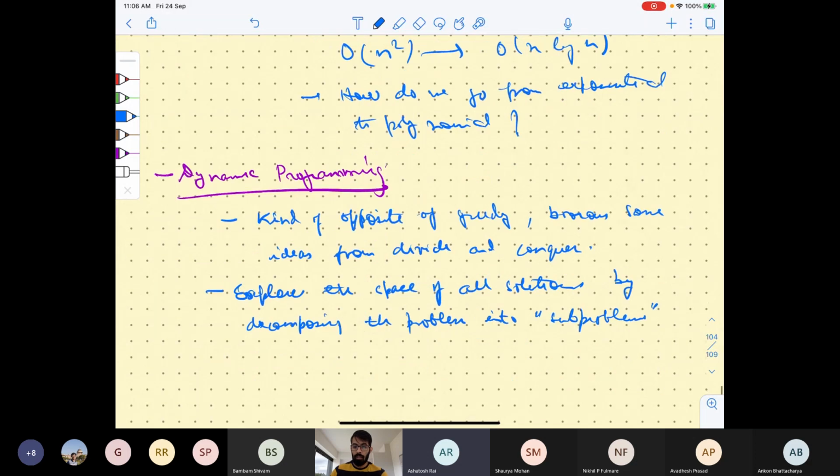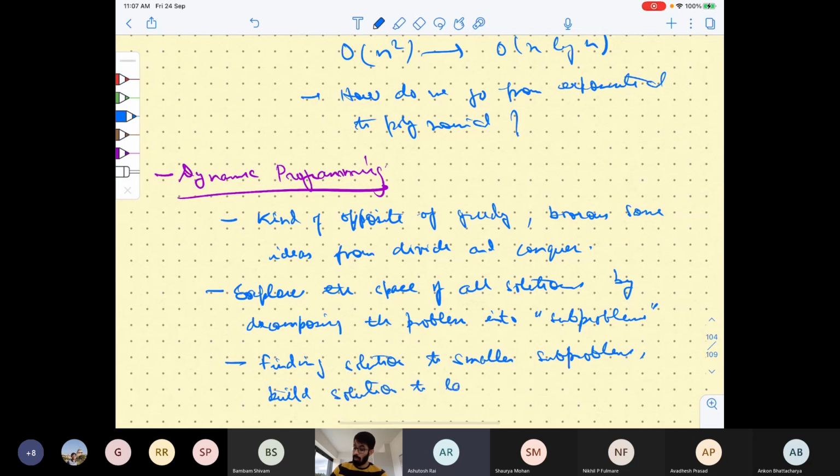And then finding solutions to the smaller subproblems, you build solutions to larger and larger subproblems, till finally you hit the whole instance.